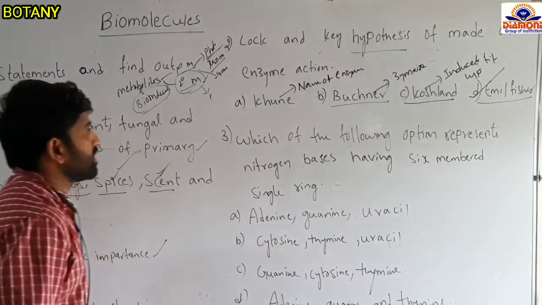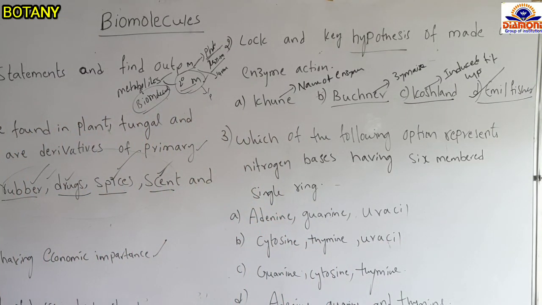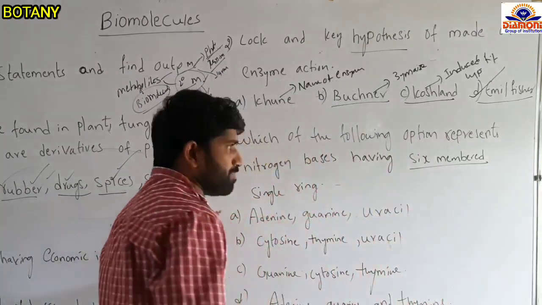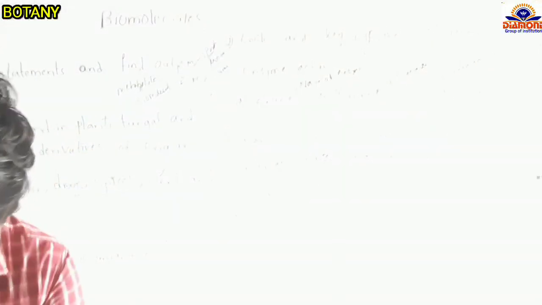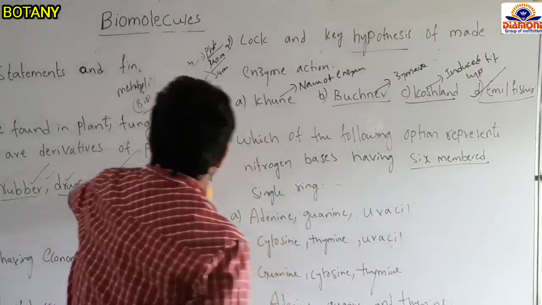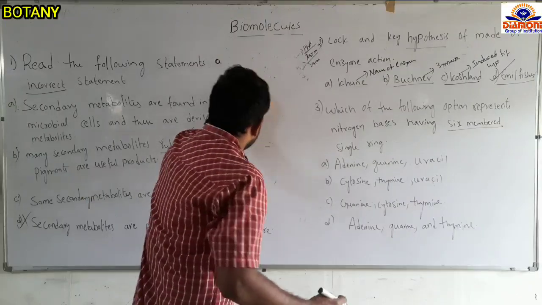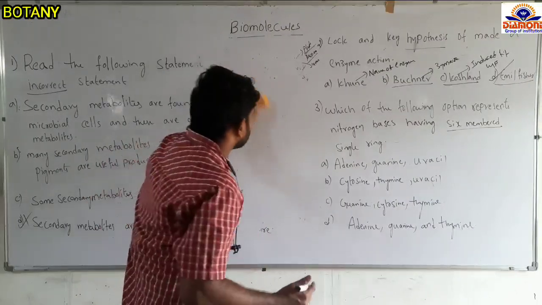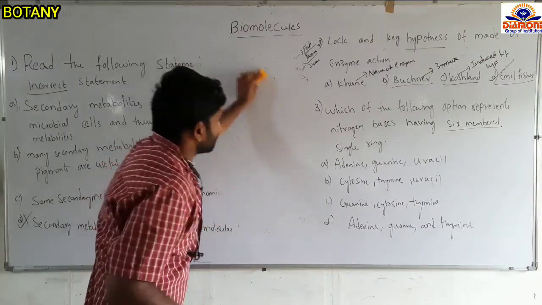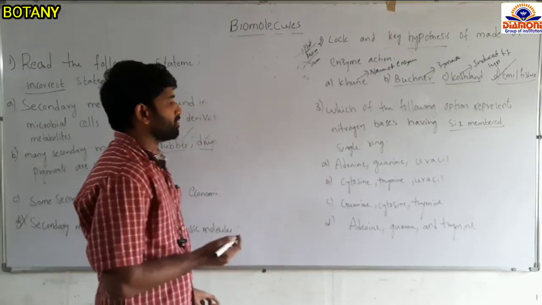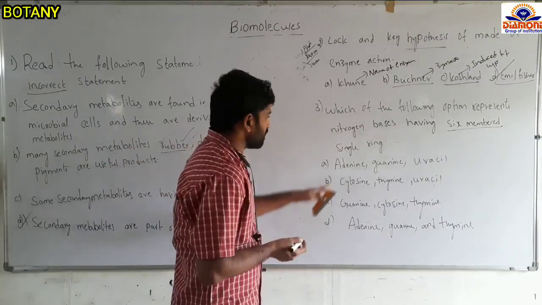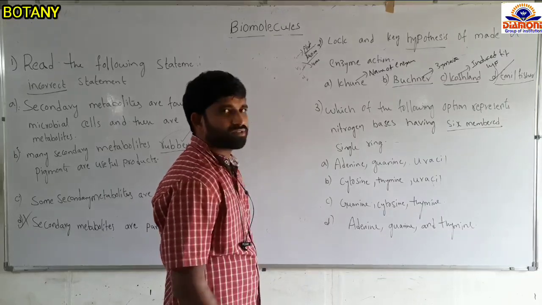And next, third one. Which of the following options represents nitrogen bases having a six-membered single ring? Out of the given nitrogen bases, we have to identify which have a six-membered single ring. Nitrogen bases we studied at the time of molecular biology. In biomolecules also, we have to discuss nucleic acids, different types such as DNA and RNA, their structure and types. The nucleic acids are made up of nucleotides, a polymer of nucleotides. Nucleotides are made up of nitrogen bases, sugars and phosphate molecules.